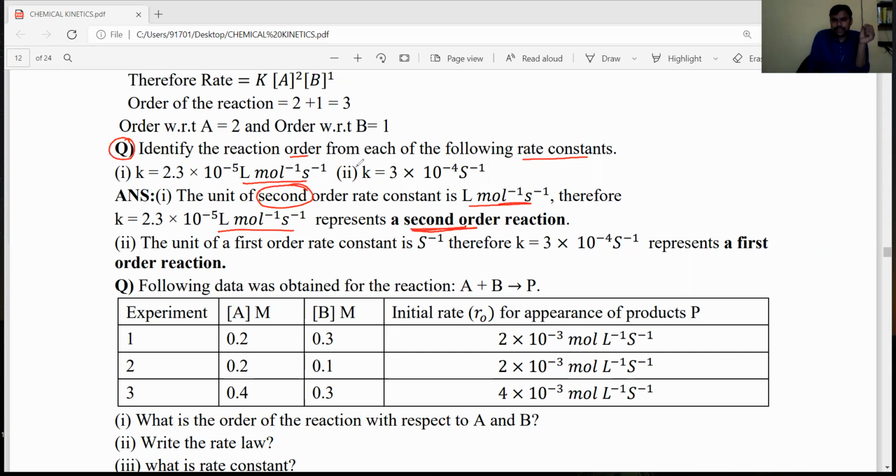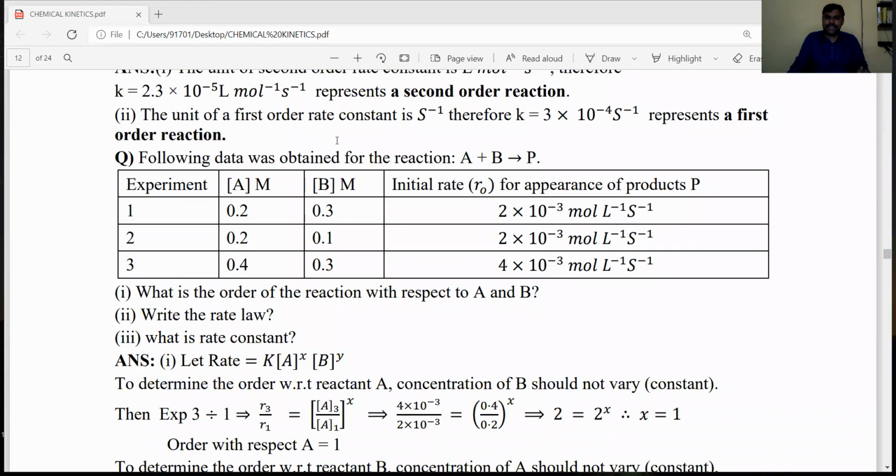Okay, let's see the second one. K is 3.3 into 10 to the power of minus 4 second inverse. We already know the rate constant units. If second inverse is present, then the order n equals 1, so it indicates a first order reaction. n equals 1 means first order reaction. This kind of question is also important and very easy. Okay, let's see one more problem, dear students.